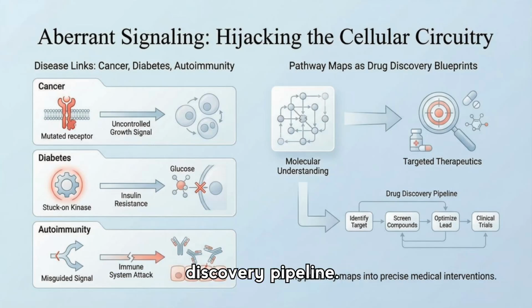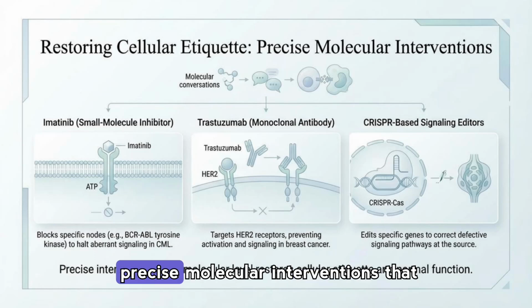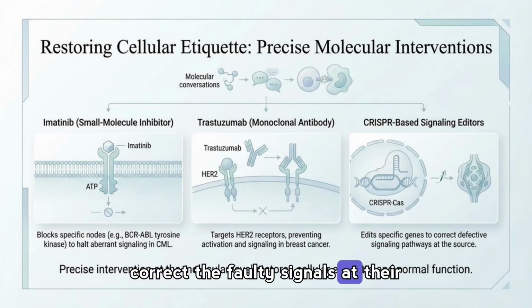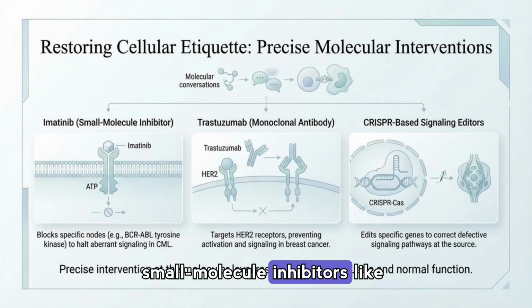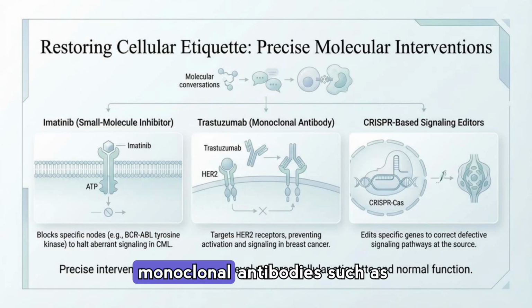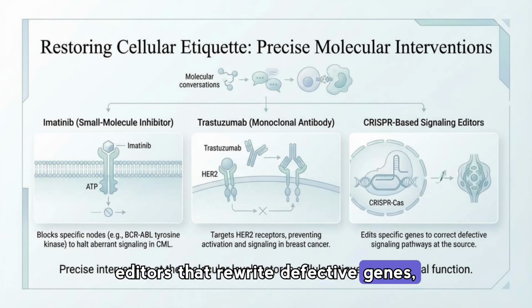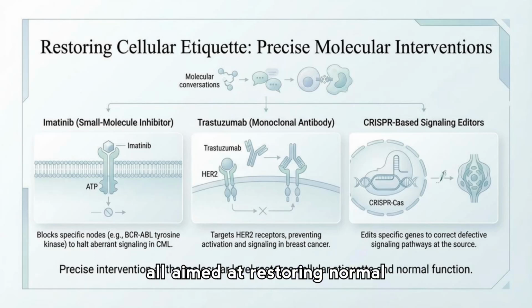Restoring cellular etiquette relies on precise molecular interventions that correct the faulty signals at their source. Examples shown include small molecule inhibitors, like imatinib, that block rogue kinases, monoclonal antibodies such as trastuzumab that prevent receptor activation, and CRISPR-based editors that rewrite defective genes, all aimed at restoring normal communication and cell function.